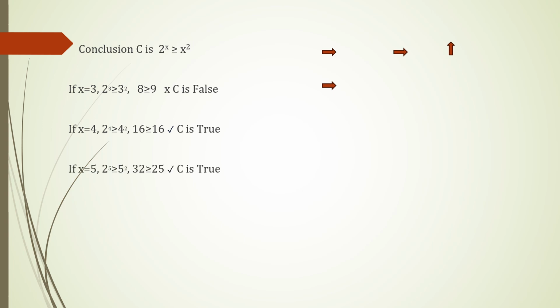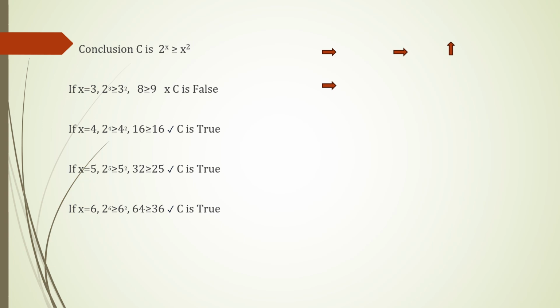Let us take x is equal to 5. Substituting x is equal to 5 in the conclusion, 2 power 5 greater than or equal to 5 power 2, which is 32 greater than or equal to 25. So you can see that the conclusion is satisfied. The conclusion is true. Take another example, x is equal to 6. 2 power 6 greater than or equal to 6 power 2, which is 64 greater than or equal to 36. Again, this condition is satisfied, so the conclusion is true.